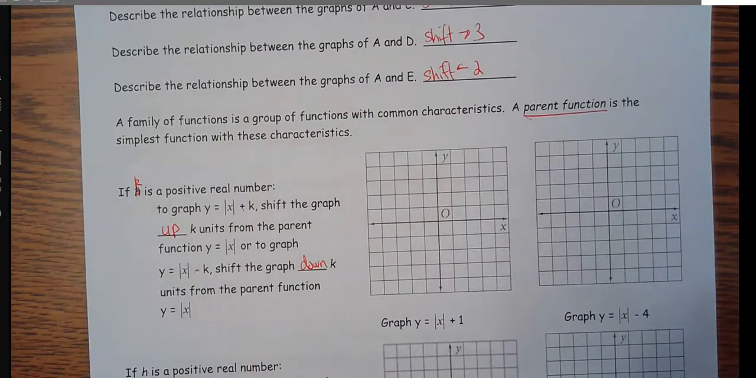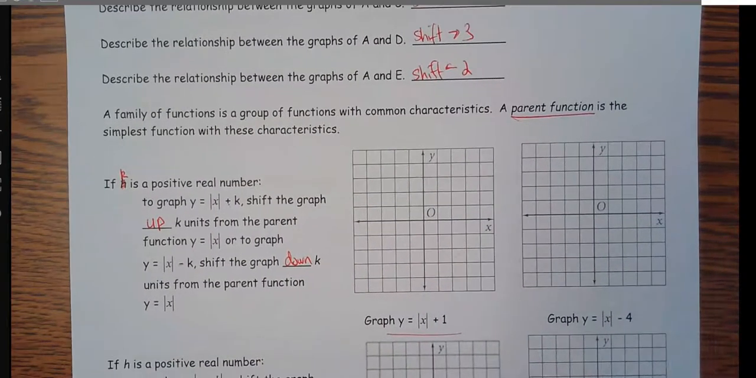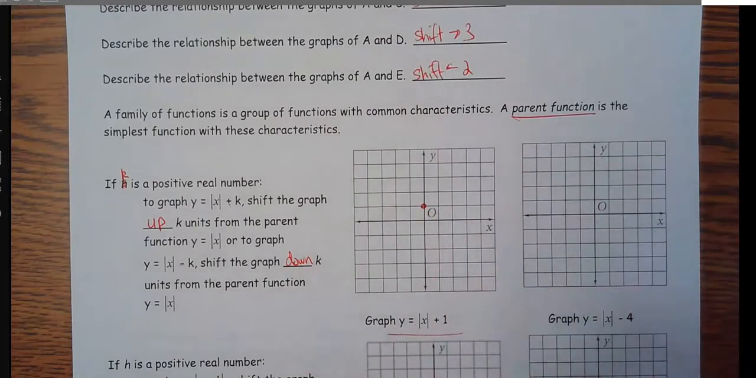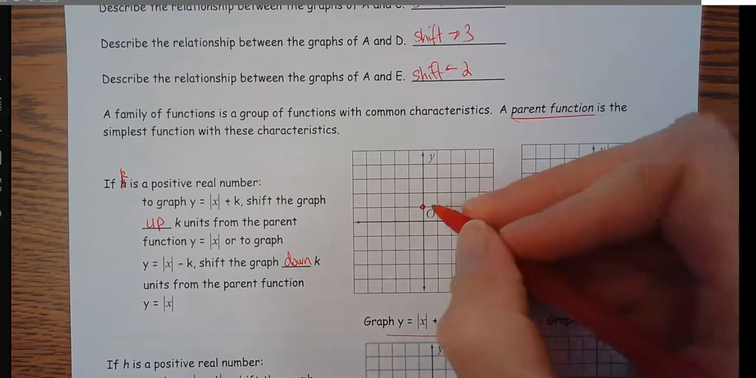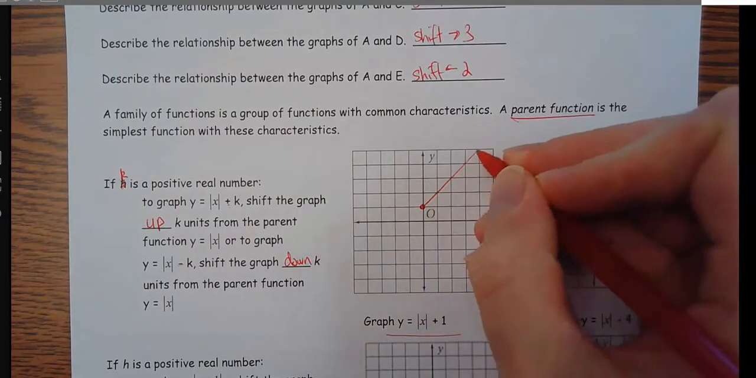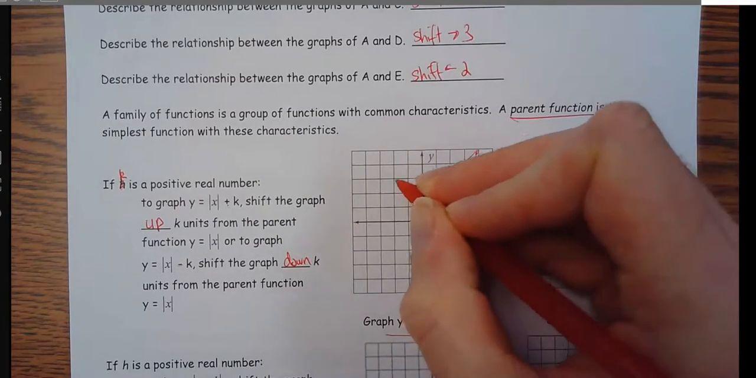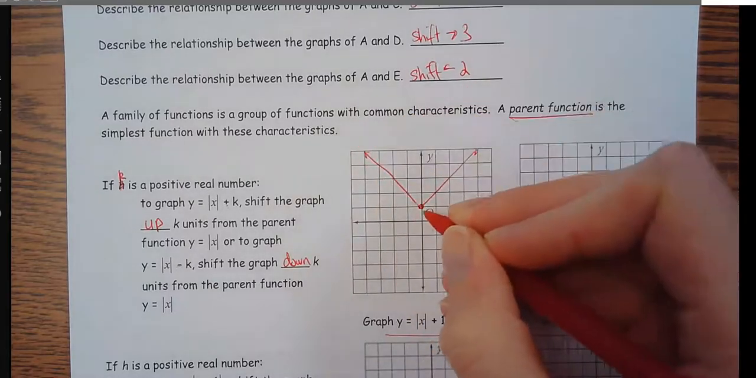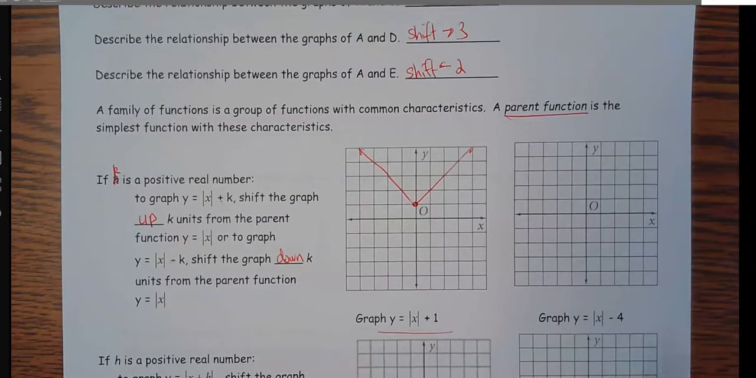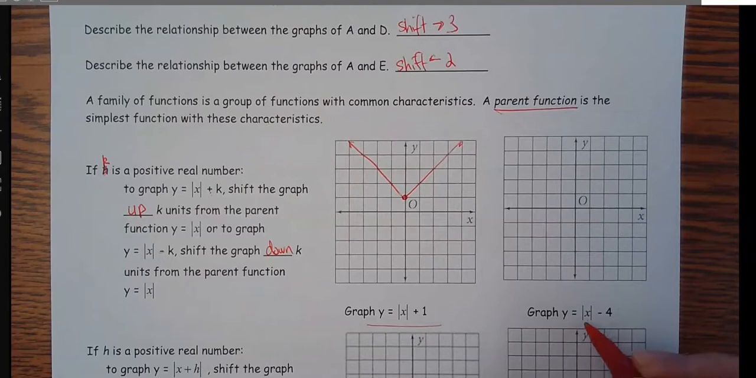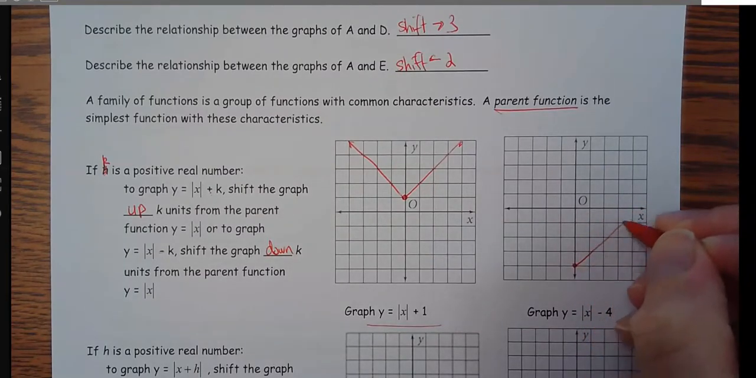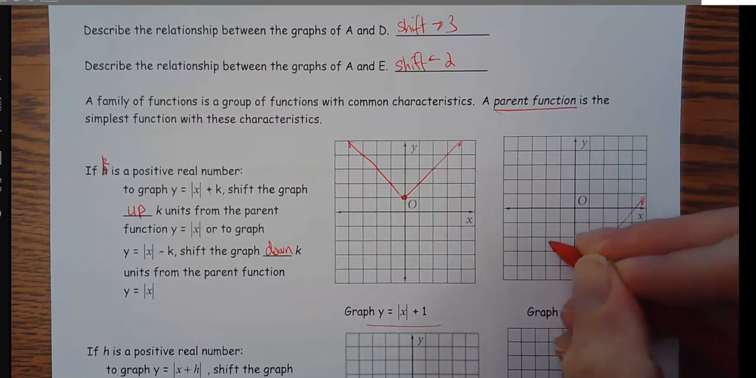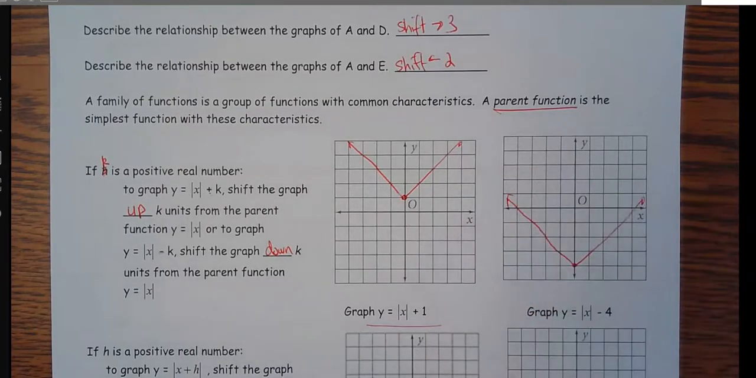So if I wanted to graph +1, I'm just going to go up 1, put my dot. Now, the normal absolute value function has a slope of 1 going this way and -1 going this way. That's a -1 slope, +1 slope. If I wanted to go absolute value of x - 4, go down 4 units, slope of 1, and slope of -1. Okay, those are supposed to be straight.